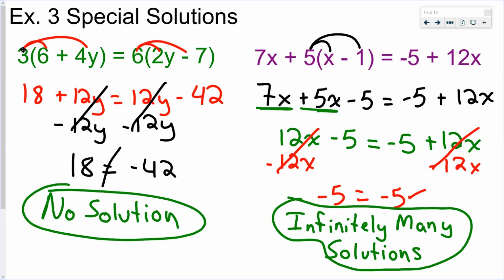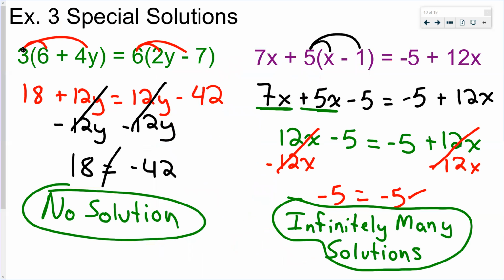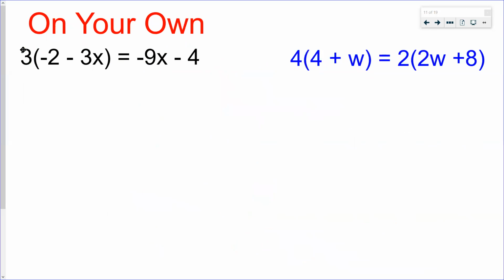So these are our special solutions. You can have no solution, you can have infinitely many solutions, or what we've been working on, you can have one solution. All right? So what I would like you to do is I would like you to try these on your own. I'm going to give you a hint, they're going to be special solutions. One of them will be no solution, the other one will be infinitely many solutions. So if you could, please pause your video now, and I want you to try these two problems on your own. So you should be pausing the video now.